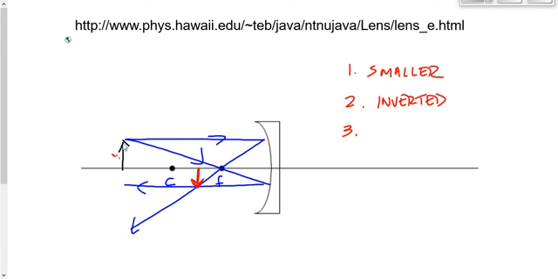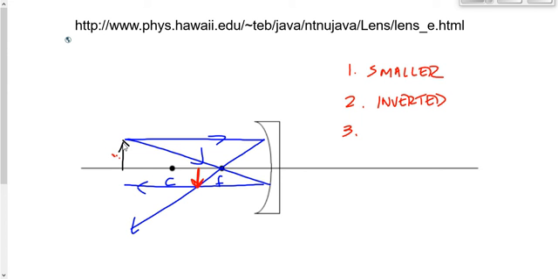And finally, the third one, this is a bit trickier. This relates to whether it's a real image or a virtual image. A real image is an image that can be projected onto a screen. Doesn't mean we have to, but we can.